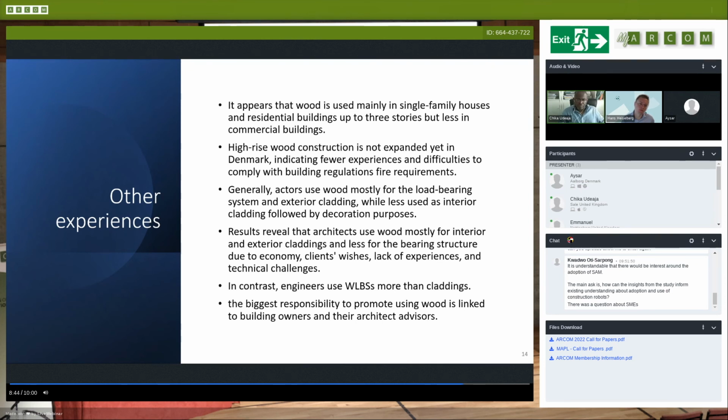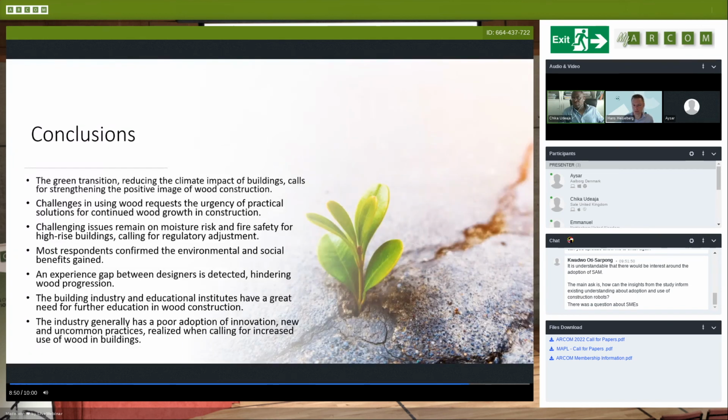The biggest responsibility to promote using wood is linked to building owners and their advisors. The green transition calls for strengthening the positive image of wood construction. Wood must be a natural choice of building materials. The Danish governmental strategy on climate change identifies a substantial increase of wood in buildings as a top priority. Challenges in using wood call for urgent and practical solutions for continued growth of wood in construction.